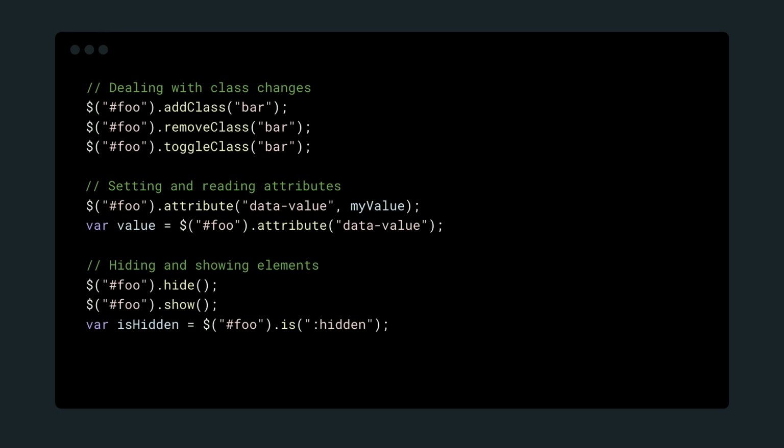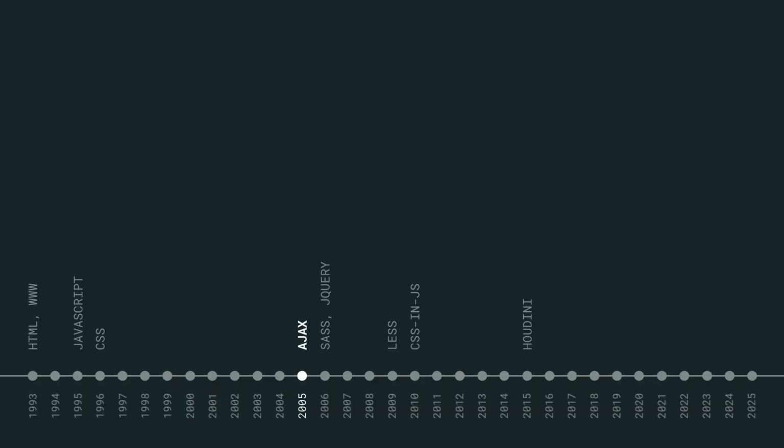jQuery also had the benefit that it stood on the shoulders of other giants, famously Ajax. So in 2005, Google released Ajax. They weren't actually the one that came up with the idea. They just branded it and then released it. It actually came out of Microsoft, believe it or not.